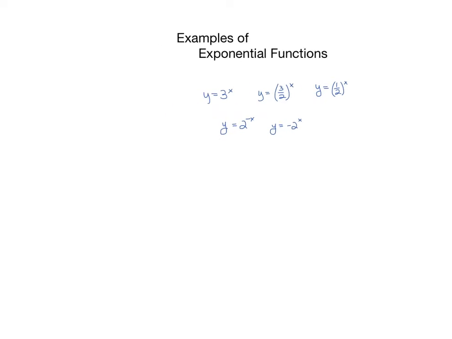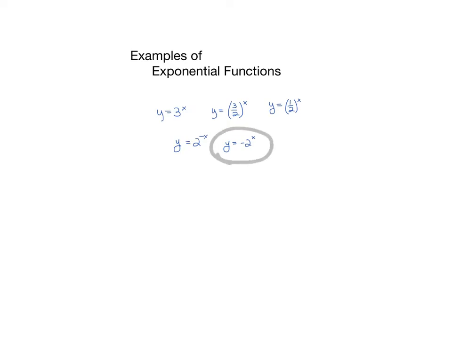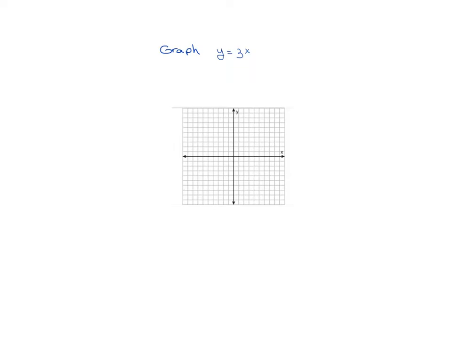Now, when we plug in 0 into our exponential functions, what's anything to the 0 power? 1. So that ordered pair for all of these exponential functions is going to be the same, unless we've got a negative exponent or a negative number as our base. This one would give us a different value when we plug in. But we're going to see that as we go through these. So here is our first example, and they're asking us to graph y equals 3 to the x power.